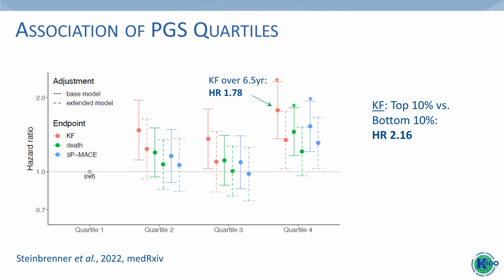If we look at more extreme PGS scores, the hazard ratio increases. For example, individuals in the 1st decile, the top 10%, compared with the bottom 10%, have a more than 2-fold higher risk.